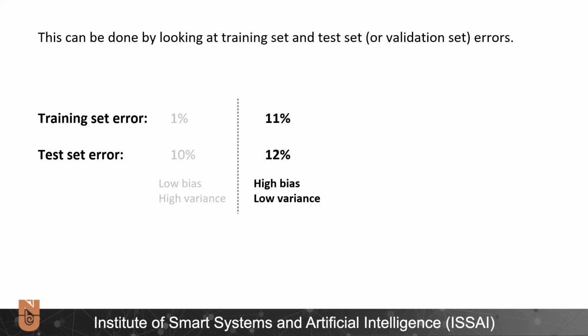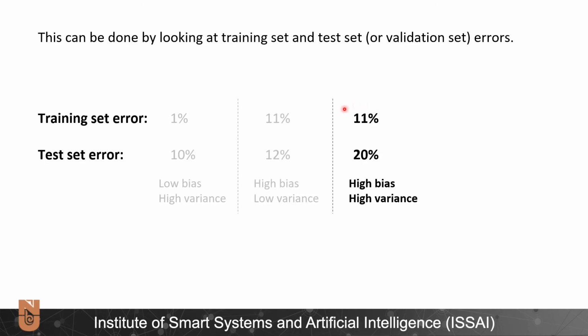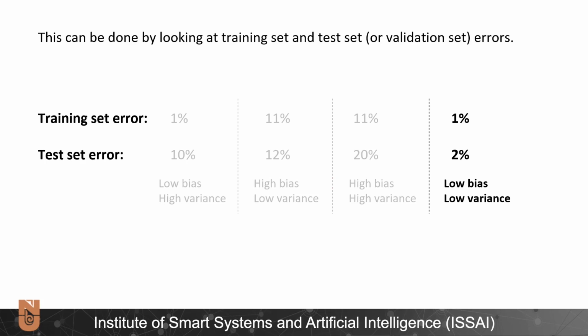If both training set and test set errors are high and close to each other, then most probably your model is having high bias and low variance. If your training set error is high and the test set error is even higher, then your model most probably has high bias and high variance. Lastly, if both training set and test set errors are small, then most probably your model has low bias and low variance.